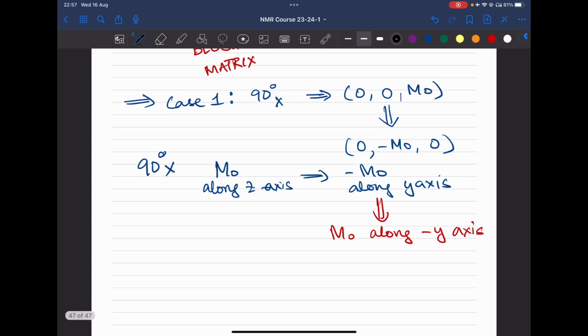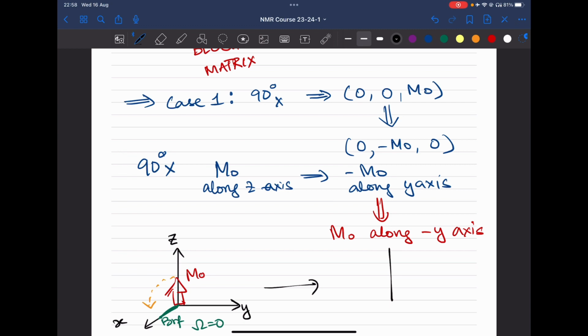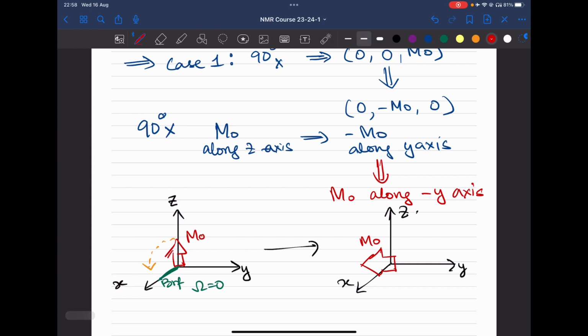Let me try to draw that vector picture of the same. From here on, I lose the indices of the rotating frame. We have M naught, which is a bulk magnetization, and we were talking about a B RF that's applied along the x phase. Sorry, I made a mistake here. B1 that's applied along the x phase on resonance. What would it end up doing? It would end up tilting M naught from the z axis to M naught along the minus y axis. It's basically a right-handed coordinate frame where a counterclockwise rotation ends up resulting in M naught along the minus y axis. This is what we had ended up seeing.